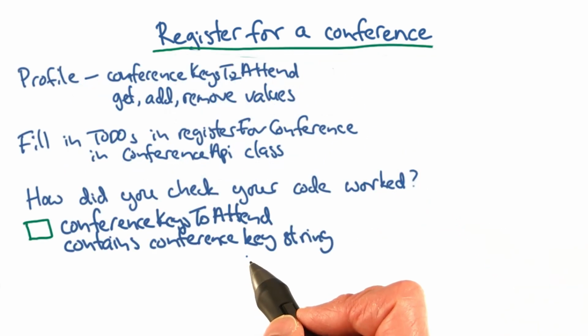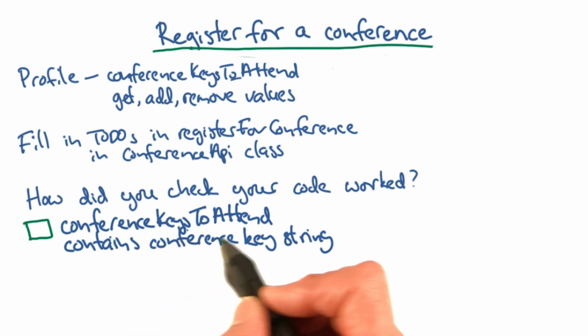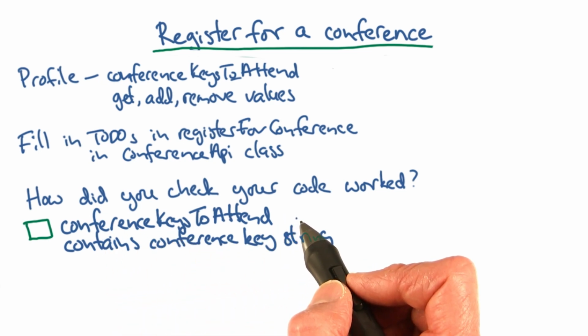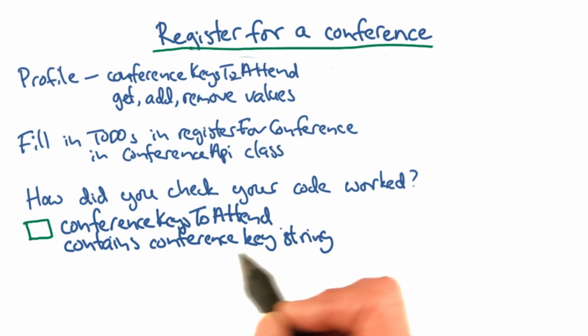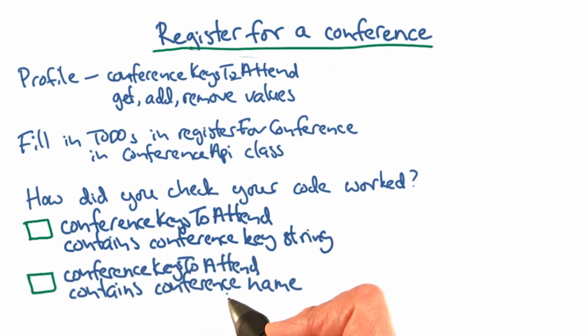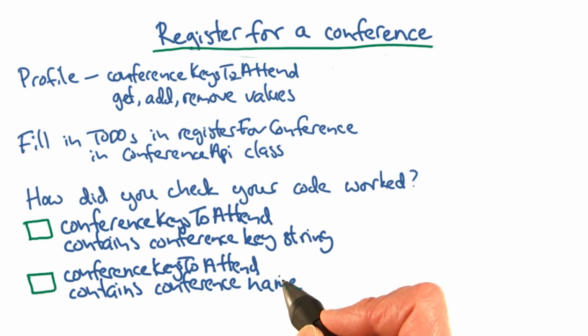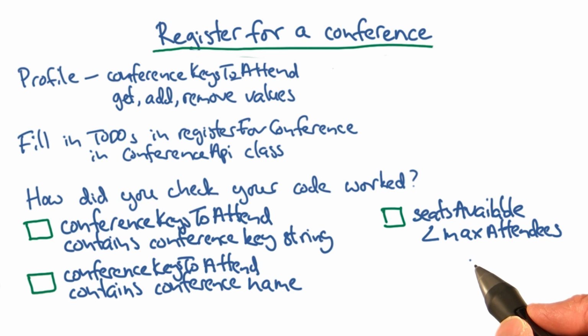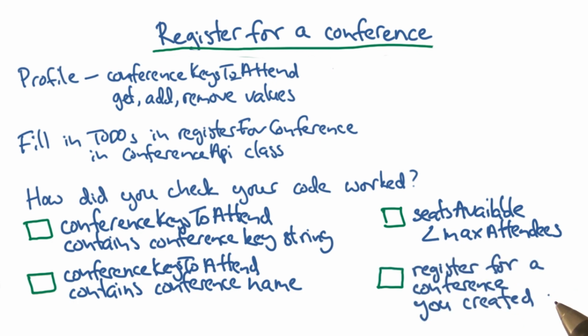So how did you check that your code worked? Did you check that the conferenceKeysToAttend property of the Profile entity contains a string of the conference key? Or did you look to see if the conferenceKeysToAttend property of the Profile contains the conference name? Did you check if the seatsAvailable of the conference is one less than the maxAttendees of the conference? And did you try registering for a conference that you had created?